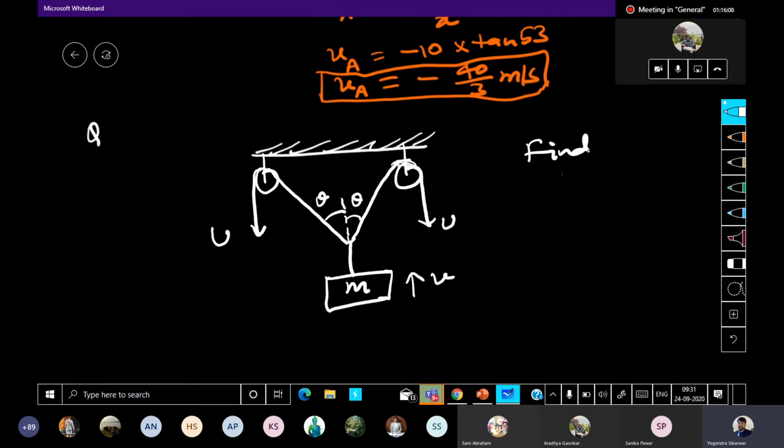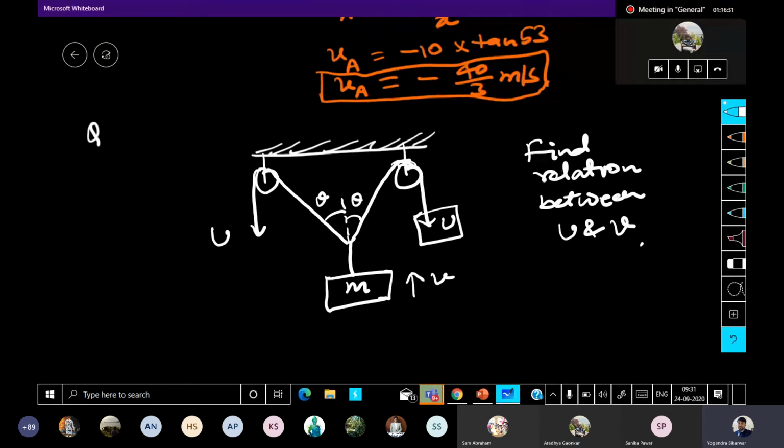The question says find the relation between u and v. Everyone please attempt. u is the velocity of this end. v is the velocity of the block which is hanging. Please find it.